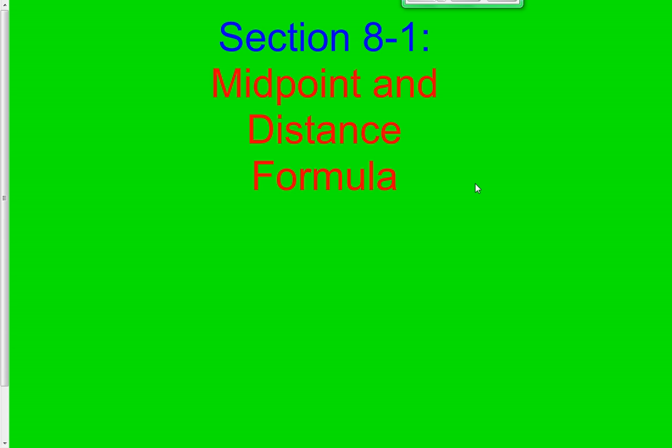Welcome everyone to a new video lesson. We're on section 8.1 today. We're studying the midpoint and distance formulas. So here are those two formulas.